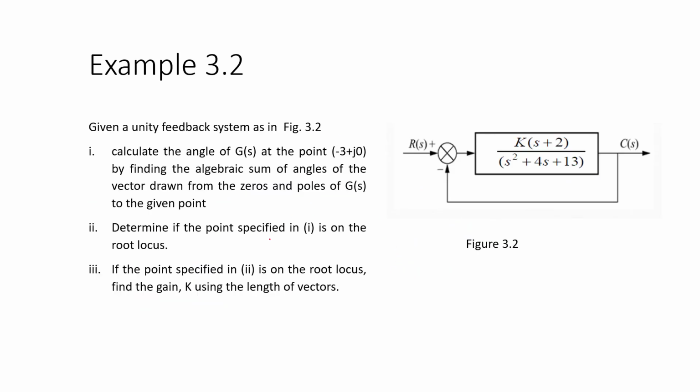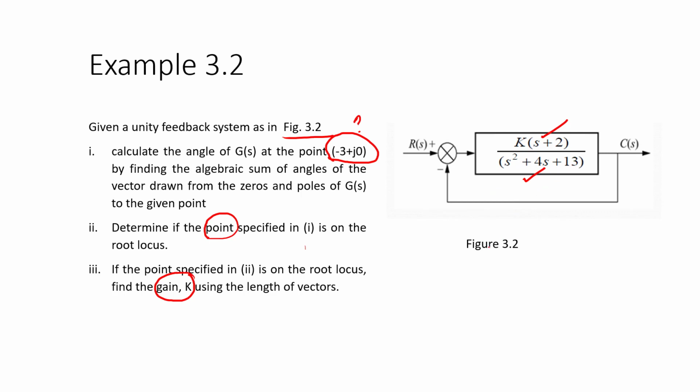So let's see example 3.2. Given a unity feedback system as in figure 3.2, calculate the angle of G(s) at the point -3 plus j0. We want to find whether this point is on the root locus or not. If the point specified in 1 is on the root locus, find the gain K using the length of the root locus. We have a zero here and we have complex poles here.